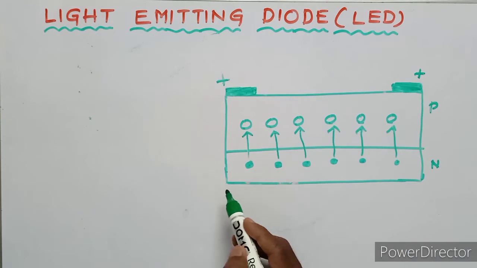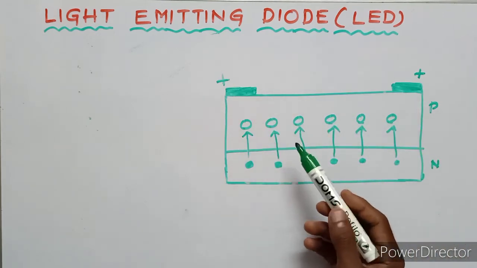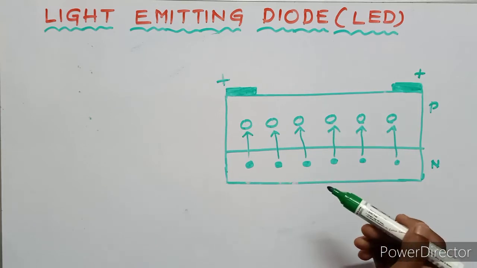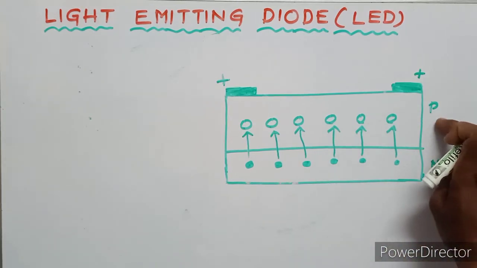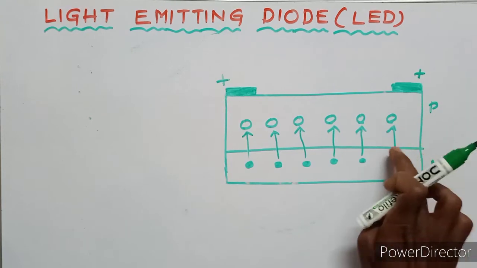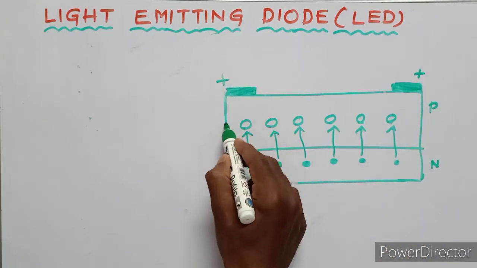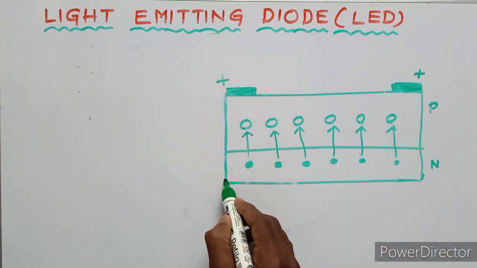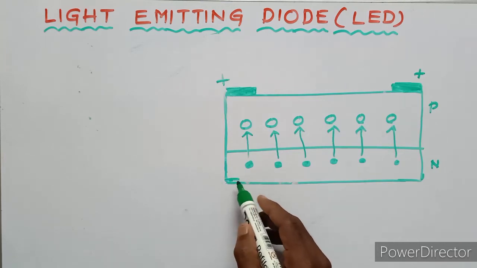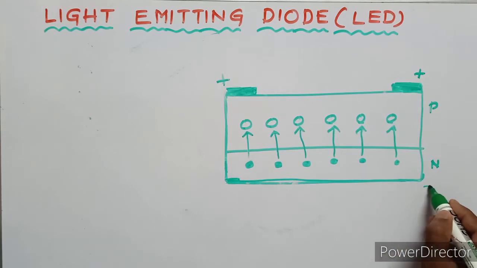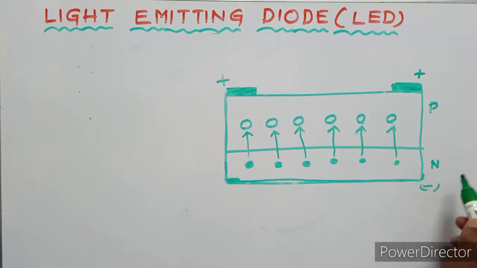This is the metal substrate, the bottom of the substrate. This film reflects as much light as possible to the surface of the device. First of all, this is the p-type semiconductor, this is the n-type semiconductor, and this is the junction. This is the pn junction diode. This is the metal gold film. This is the negative, this is the positive.